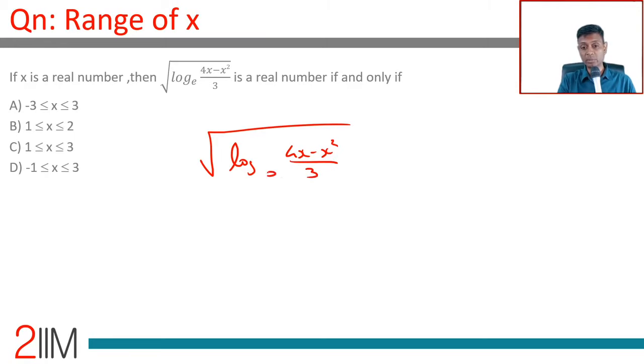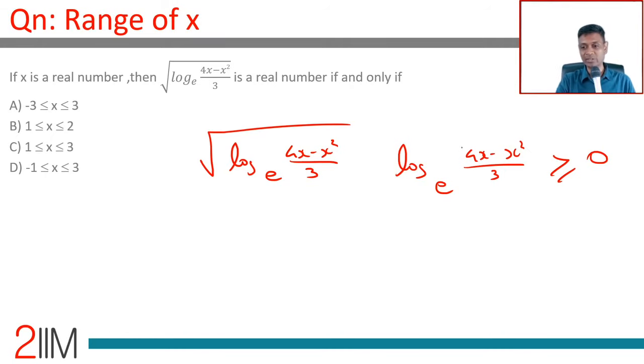If x is a real number, then square root of log of (4x minus x square) by 3 to the base e is a real number if and only if... Square root of a number. So straight away we know log of (4x minus x square) by 3 to the base e should be greater than or equal to 0. Brilliant. Only then we can find the square root.